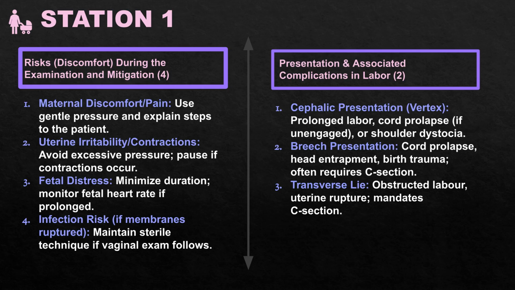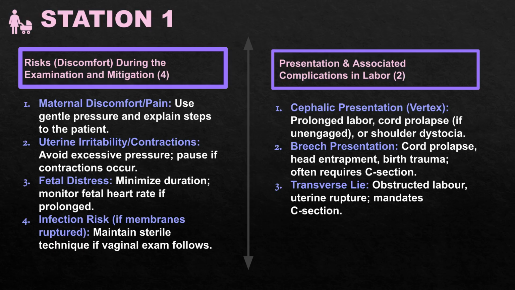Fetal distress. Prolonged examination may cause transient fetal distress. To reduce risk, keep the exam brief. Monitor the fetal heart rate if needed. Infection risk. If the membranes have ruptured and a vaginal examination follows, infection risk may increase. Therefore, sterile technique should always be used when appropriate.